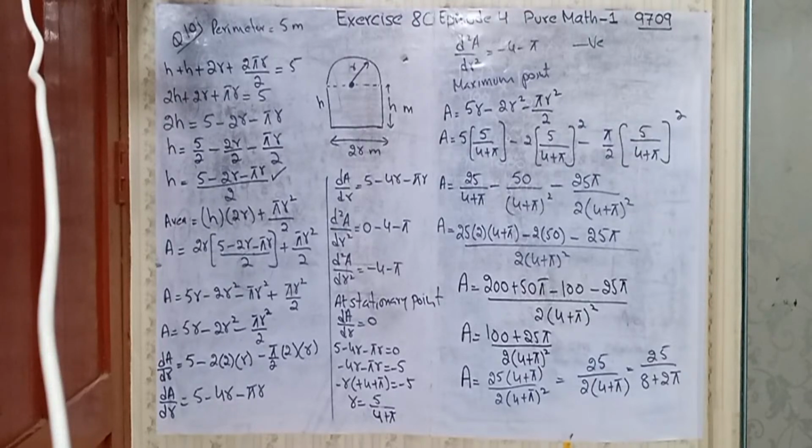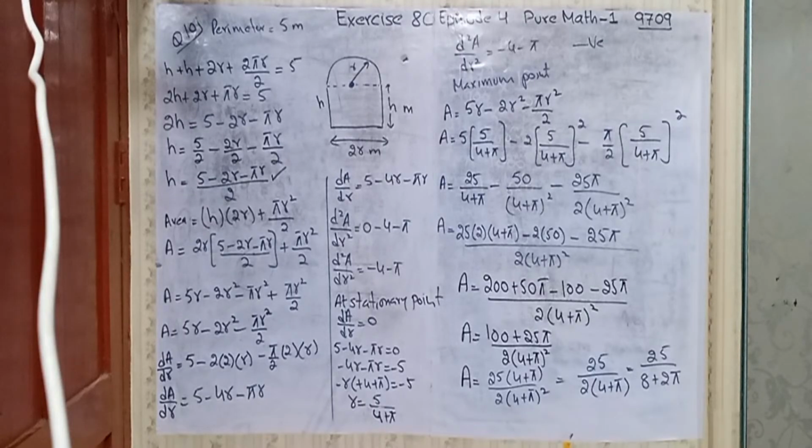And then we have to decide whether this is a maximum point or a minimum point. For that purpose, I will take my second derivative. Second derivative is minus 4 minus pi. It does not involve r, and its value is 100% negative. So because the second derivative's value is negative, that means this is our maximum point.